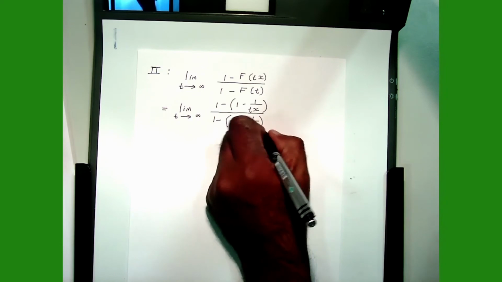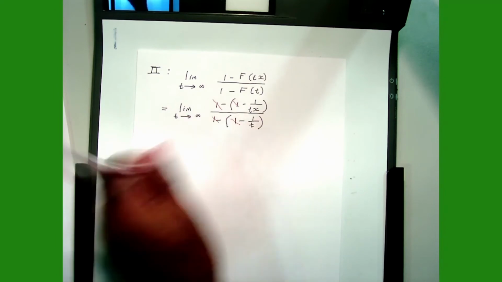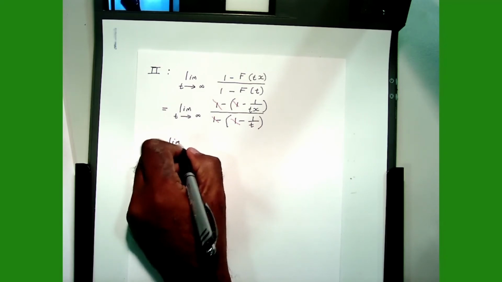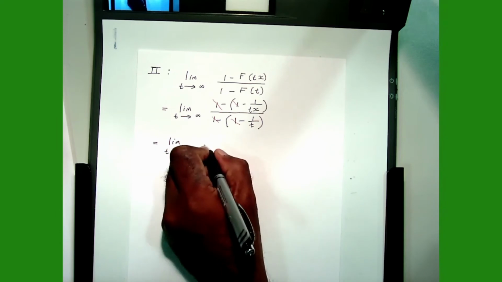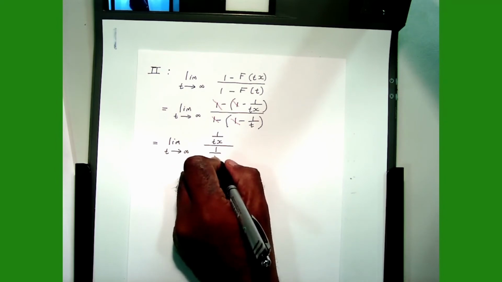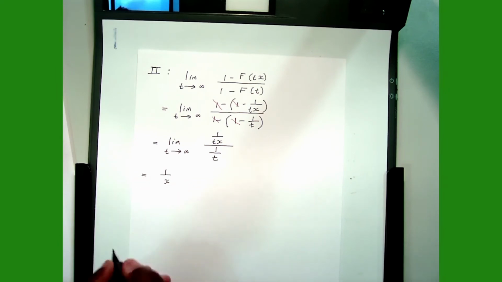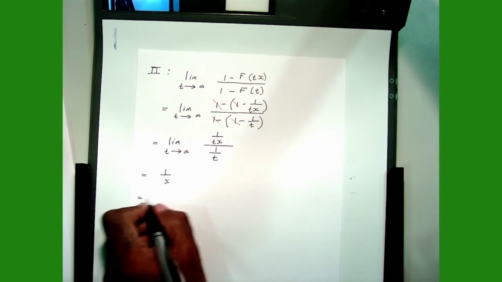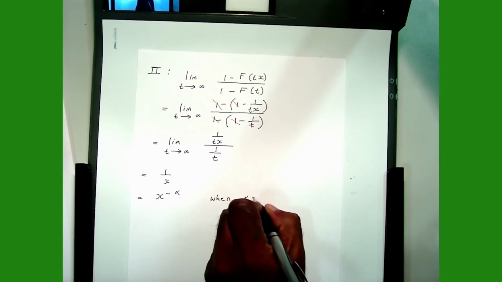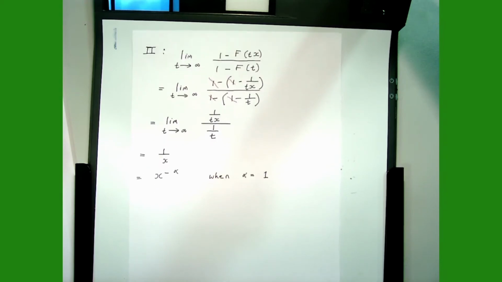Now once again the ones cancel. So what you have is the limit as t approaches infinity of 1 divided by tx, divided by 1 divided by t, and this is clearly equal to 1 over x. Right, and this is the same as x to the power minus alpha when alpha is equal to 1. Okay, so hence condition 2 is satisfied.